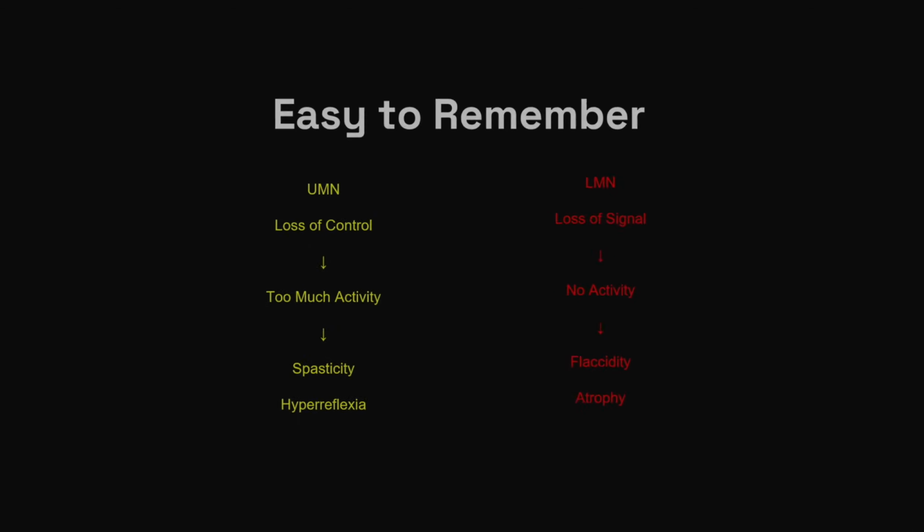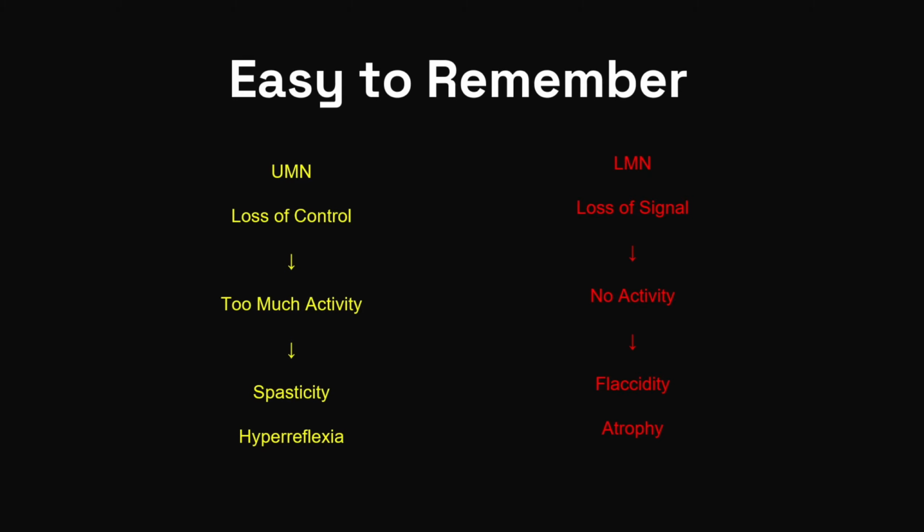Okay, now I want to give you one line that can save you during exams and clinical postings. It is simple: UMN lesions equal loss of control, and LMN lesions equal loss of signal. Loss of control obviously produces excessive activity, and loss of signal produces reduced activity. From this single concept you can derive almost every difference. So that's the complete concept of upper motor neuron and lower motor neuron lesions.